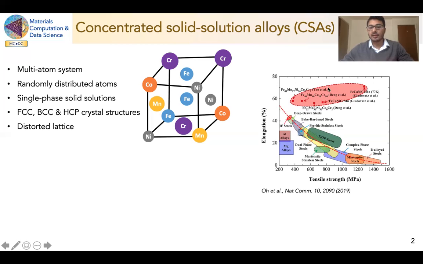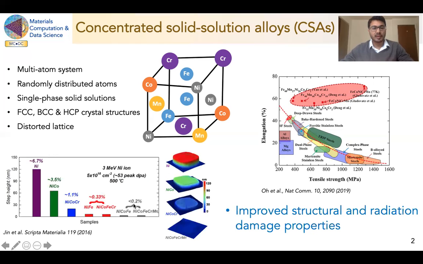Whereas concentrated alloys are lying in this red shaded region, which shows that they have a high strength and high ductility at the same time, which is a unique combination and never observed in other conventional alloys. Similarly, improved radiation damage properties are observed in these alloys. In this bottom plot, the vertical axis is the step height corresponds to swelling in the material caused by the irradiation environment. And some of the considered alloys are lying in this region, and they show that they have a significantly reduced swelling compared to nickel.